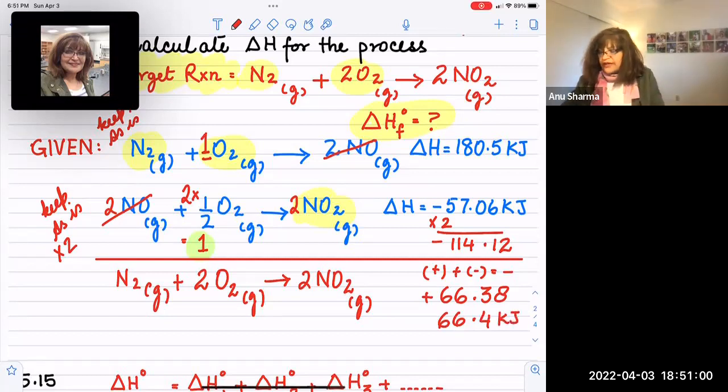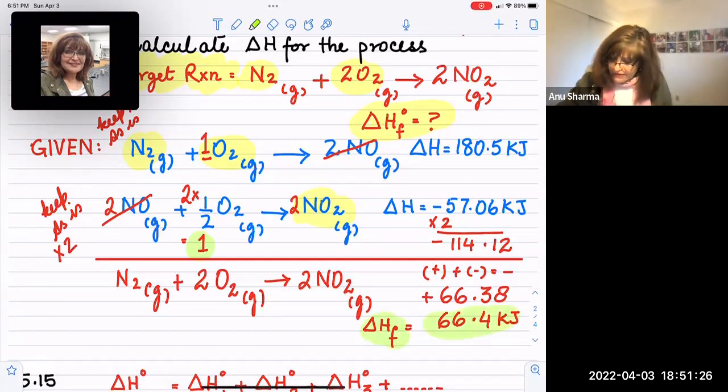So that is the answer for this reaction, where the value of delta H is in kilojoules. Sorry, it can't be per mole, because you are producing 2 nitrogen dioxide. So it's for 2 nitrogen dioxides. It is 66.4. Okay, so this is the answer.